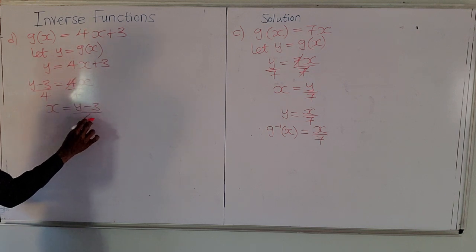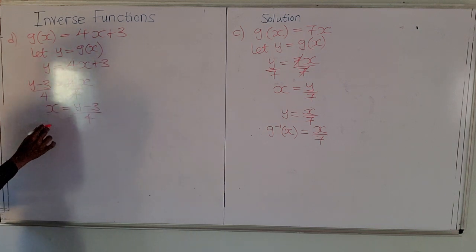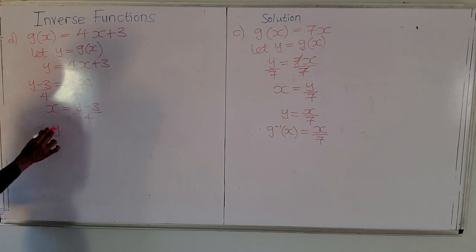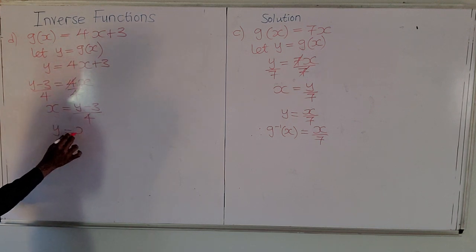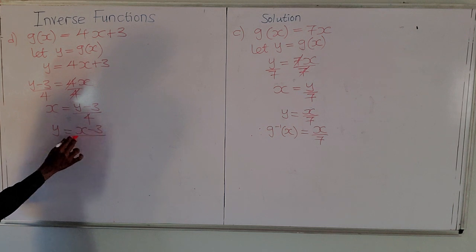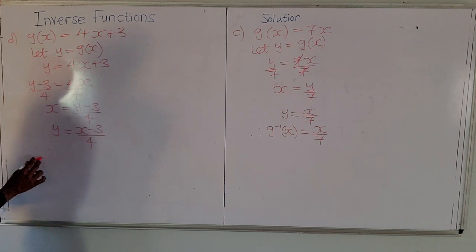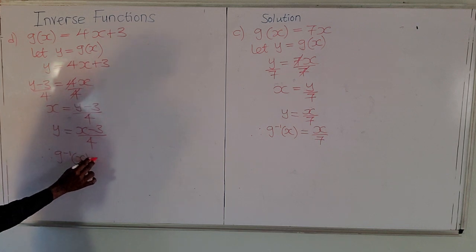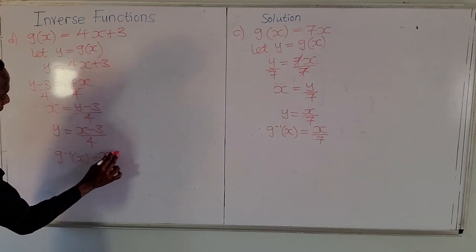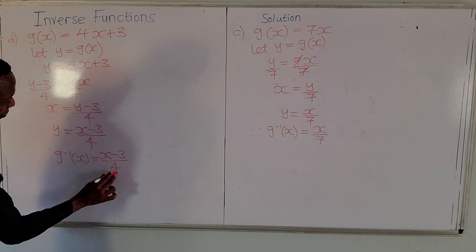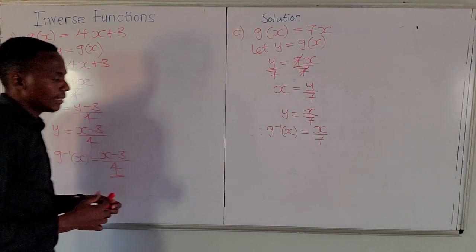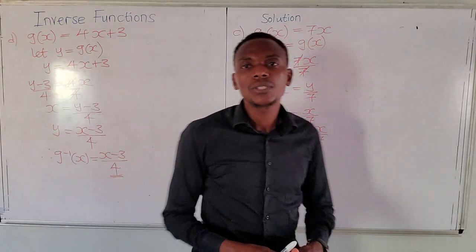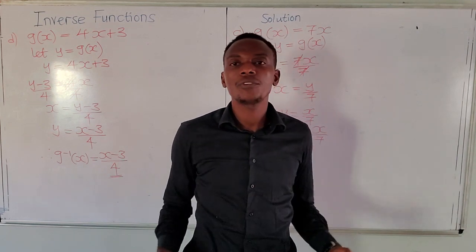In short, you have made x the subject of the formula. Interchanging, where there is x we put y, and where there is y we put x minus 3 divided by 4. Therefore, g inverse of x is equal to x minus 3 over 4. So that's the answer.